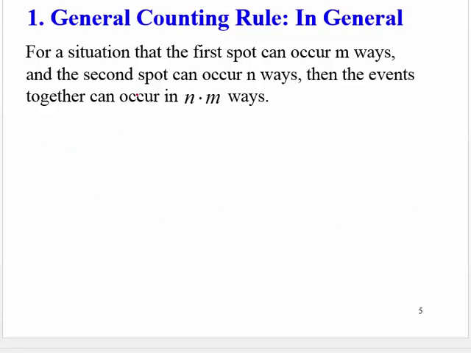Okay, so in general, the counting rule: if we have m ways for the first spot and n ways in the second spot, then the total number of ways is just m times n, or n times m.